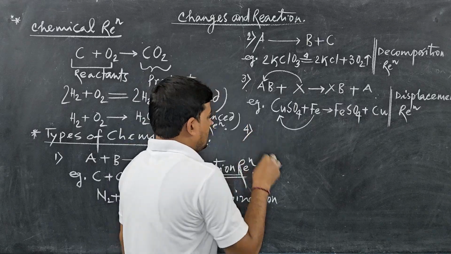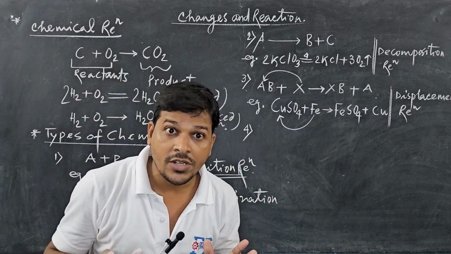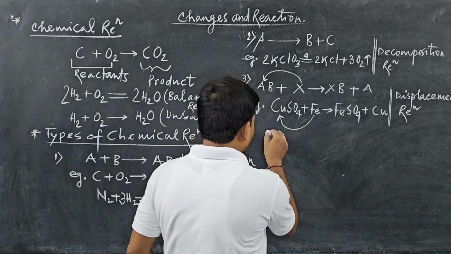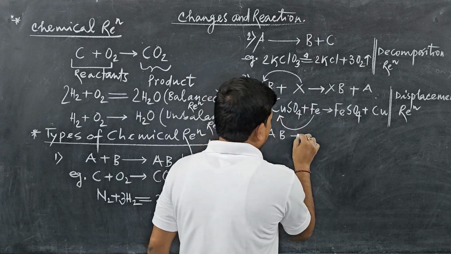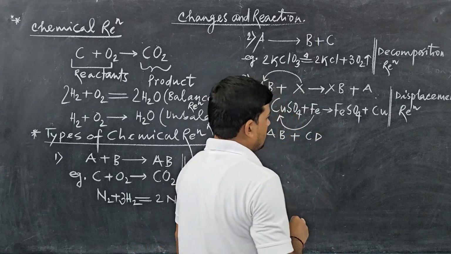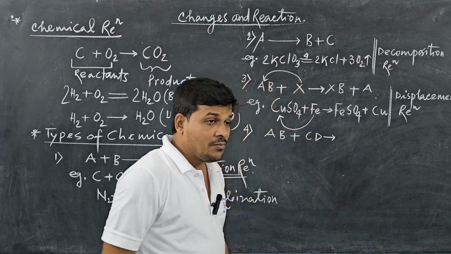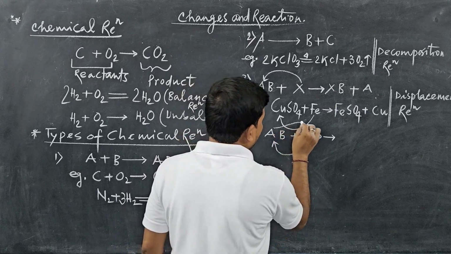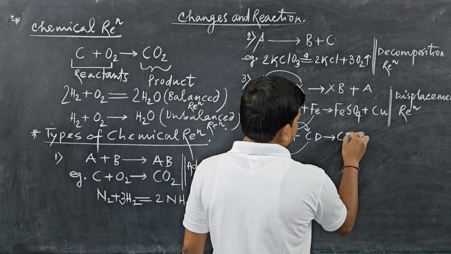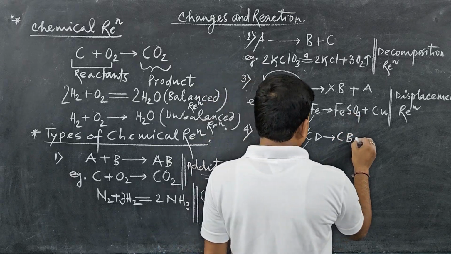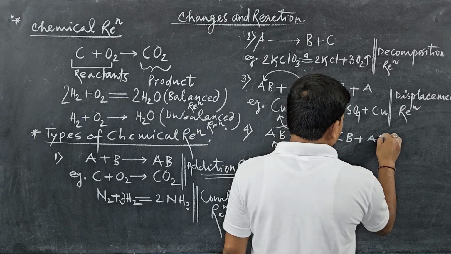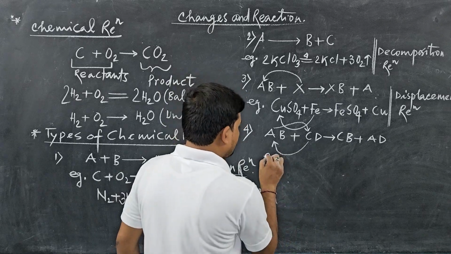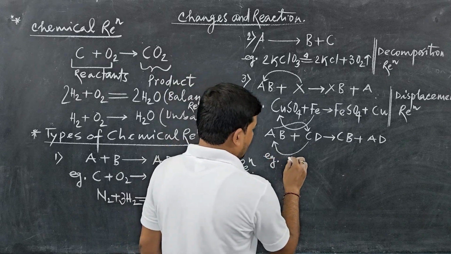Let us consider whether both substances can exchange their positions on the reactant side. Let us consider AB plus CD. If C comes to the position of A and A goes to the position of C, then the new substances formed are CB plus AD. That means here double displacement occurs.